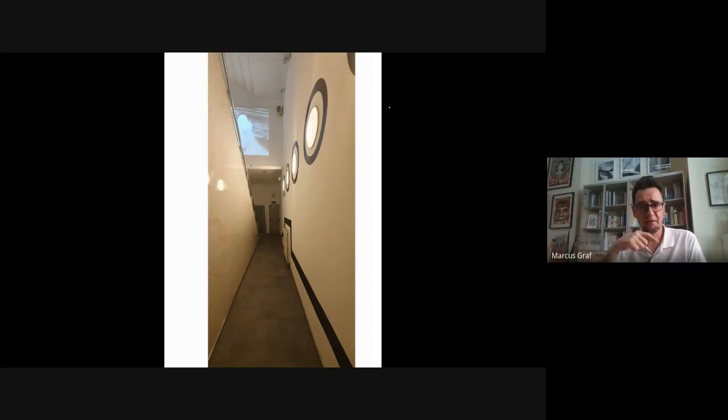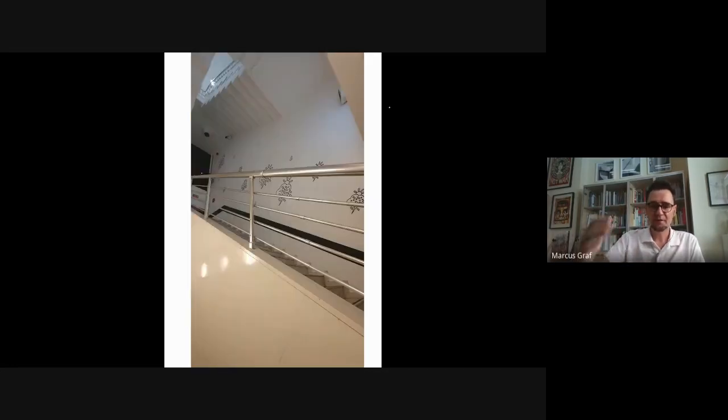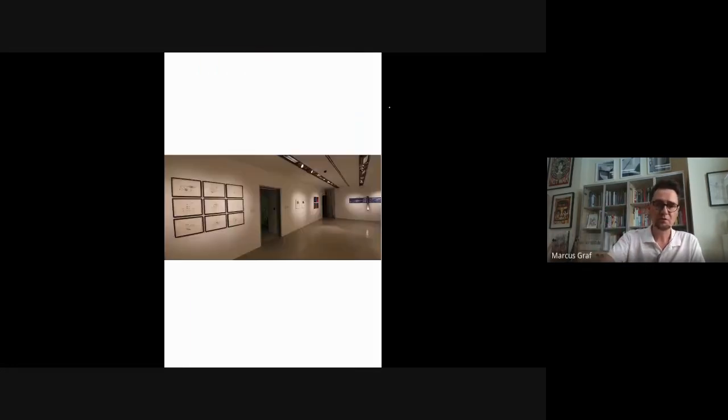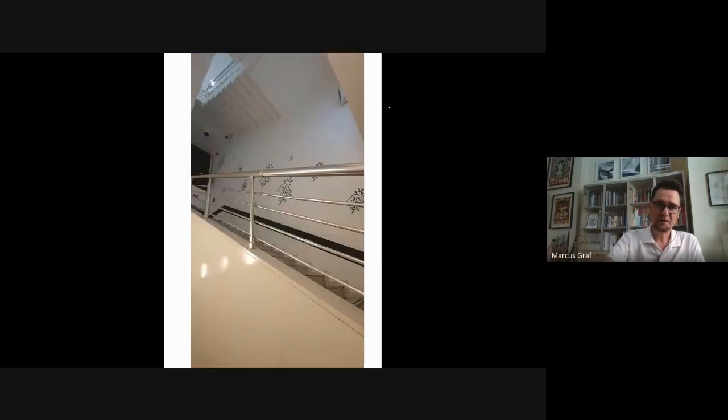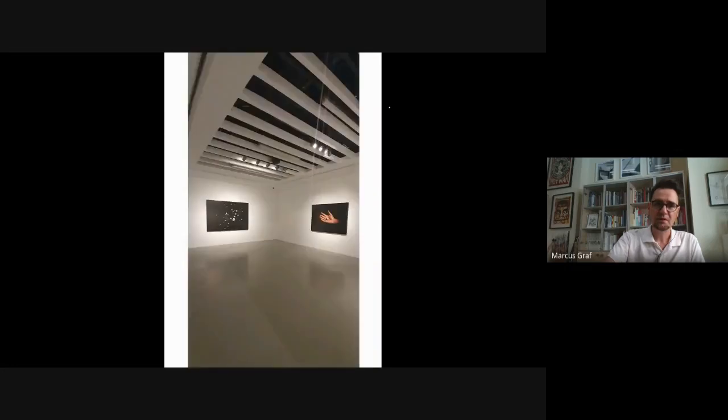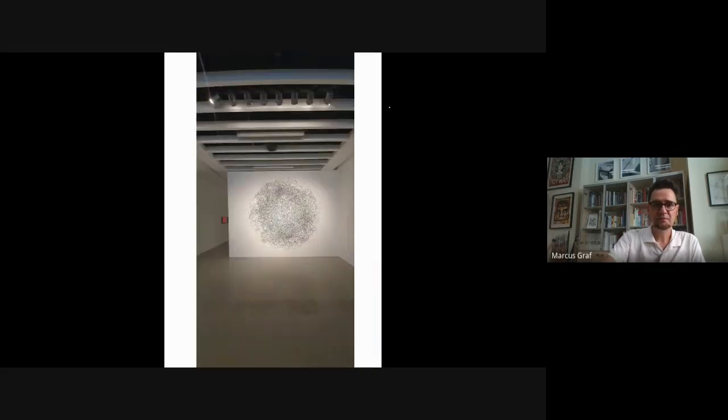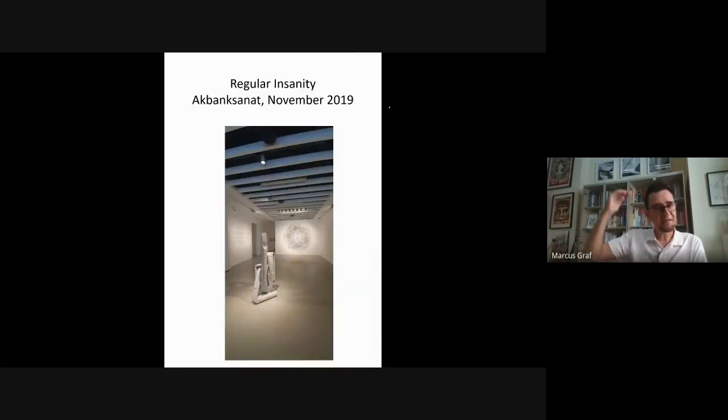Then something else here in Akbank, we had the problem of having two floors. So you have the entrance floor, the ground floor, and then you walk up the stairs here, and then you come to the upper floor, which looks like this. So you have two spaces. The lower space, if you look at this, it has a high ceiling and it's a very spacious space. So it's a very large singular space.